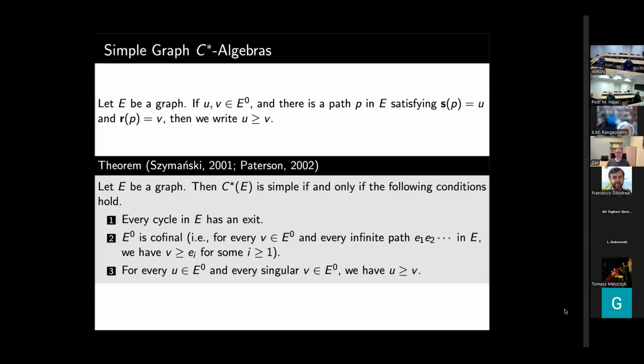So here's a description of the simple graph C-star algebras. For that to happen, in the graph, every cycle has to have an exit, and every vertex has to connect to every infinite path and every singular vertex. Singular means it's either an infinite emitter, emitting infinitely many edges, or a sink, emitting no edges. Okay, so that's the graph C-star algebra result.